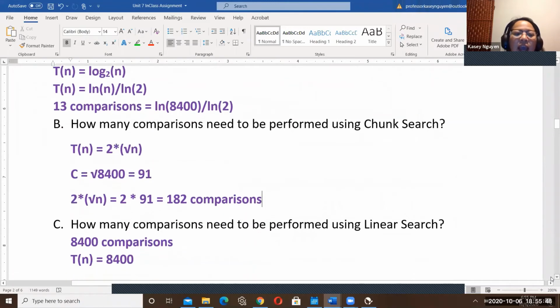Okay. And the last one is easy. For part C, how many comparisons are performed with the linear search? That will be 8,400 comparisons. That's the same as your n value. T of n is n, which is 8,400. Much slower.